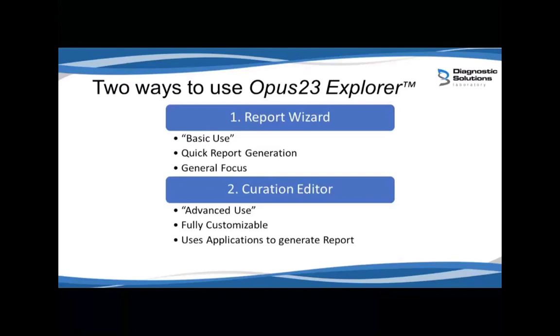The second way to approach Opus 23 Explorer is through the curation editor. This is the quote-unquote advanced use of Opus 23 Explorer, where we can fully customize the report, down to the very last gene or algorithm, where we can pick out exactly what we want to go in there. Obviously, this one does take a little bit more time compared to the report wizard, where it's a couple of quick clicks and you're done. However, even though it takes more time, it doesn't take an extraordinary amount of time, and it gives you a high amount of flexibility in terms of what you're going to be discussing with your client.